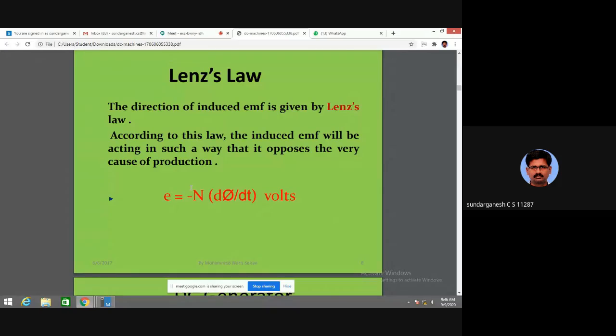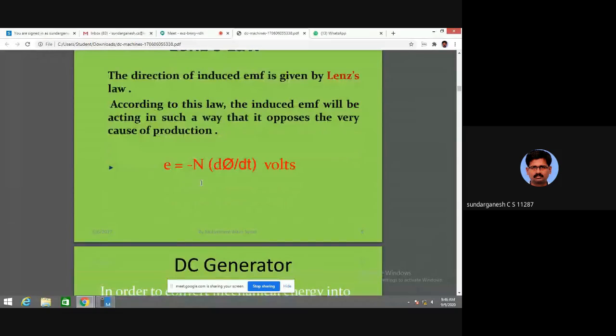So we have seen only what the laws are. There are two types of DC machines, motor and generator. A motor converts electrical energy to mechanical energy, so the input is electrical energy and the output is mechanical energy. A generator means the input is mechanical energy and the output is electrical energy.